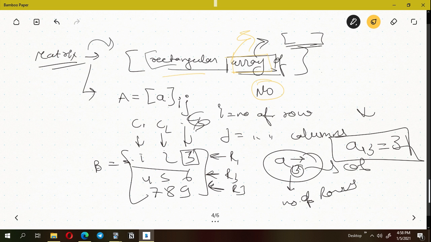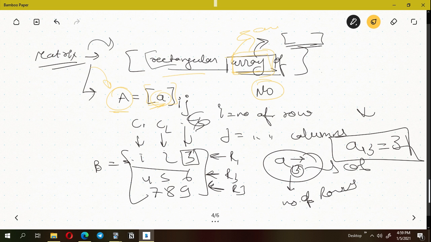What we mean by array is that it is just a collection of anything in a particular order. So you represent a matrix with a capital letter and then its elements with small letters.